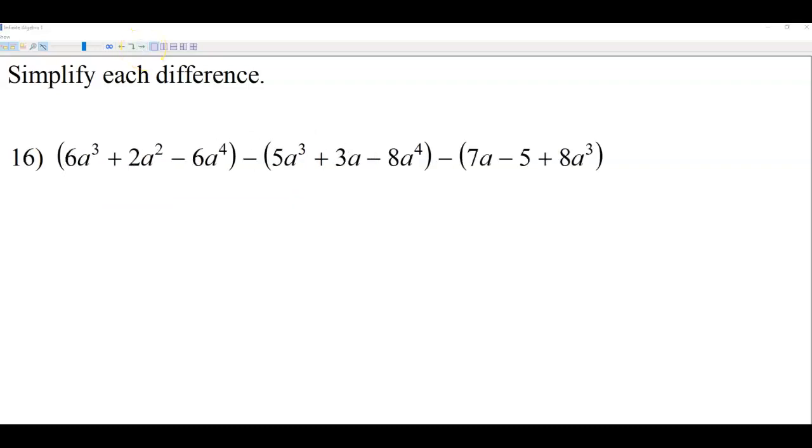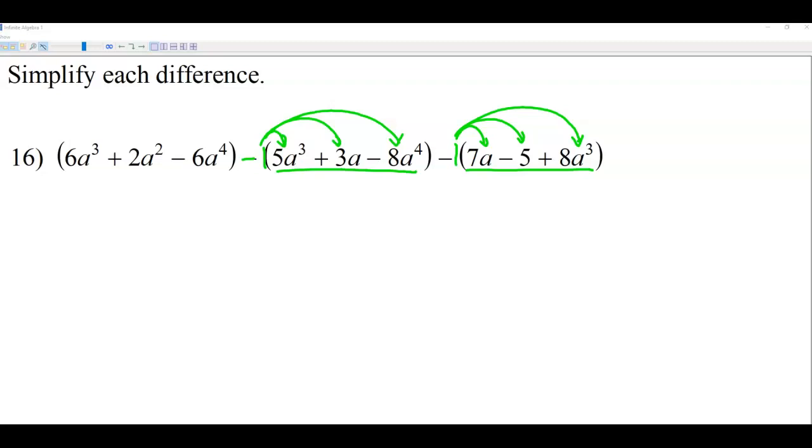All right, so number 16 is just a bigger version of what we did. We just have 3 polynomials now that are being subtracted. So now for each one of these subtractions, we're going to distribute. So I'm going to distribute a negative 1 here, and I'm going to distribute a negative 1 here as well. So all 6 of these terms are going to change their signs.